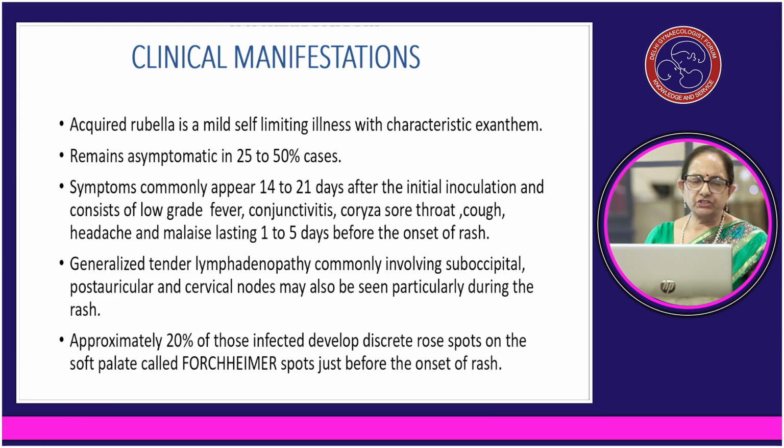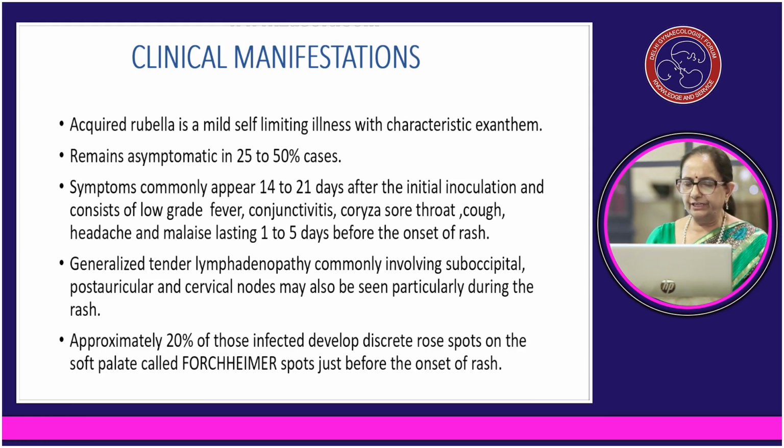So, clinical manifestations. Acquired rubella is a mild self-limiting illness with characteristic exanthem. It remains asymptomatic in 25 to 50% of the cases. Symptoms commonly appear 14 to 21 days after the initial inoculation and consist of low-grade fever, conjunctivitis, coryza, sore throat, cough, headache, and malaise lasting 1 to 5 days before the onset of rash.